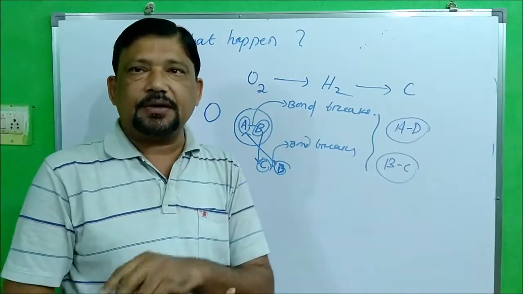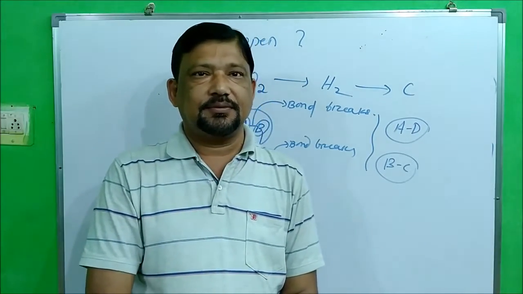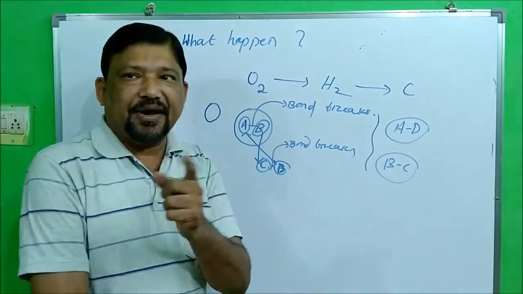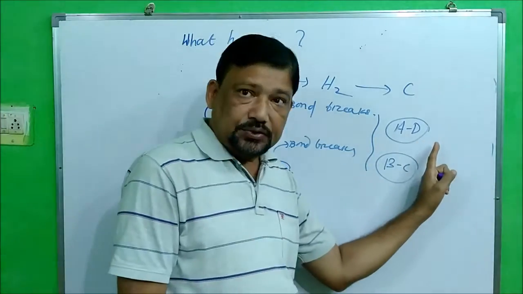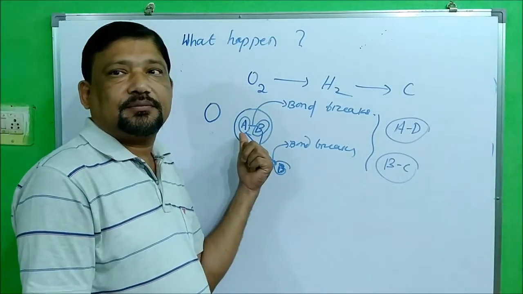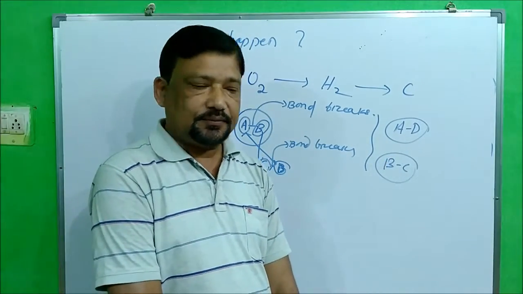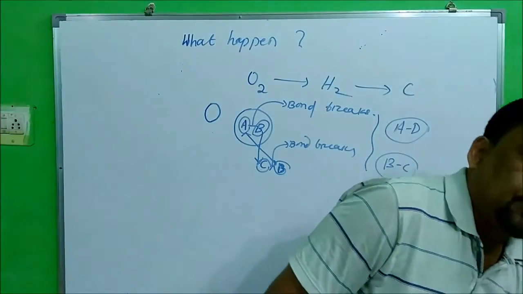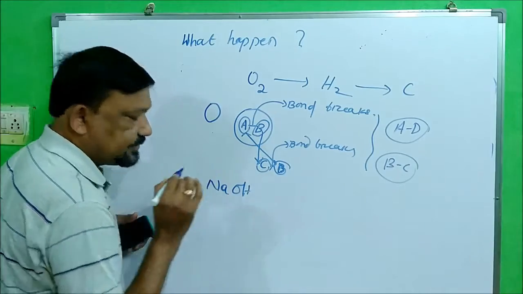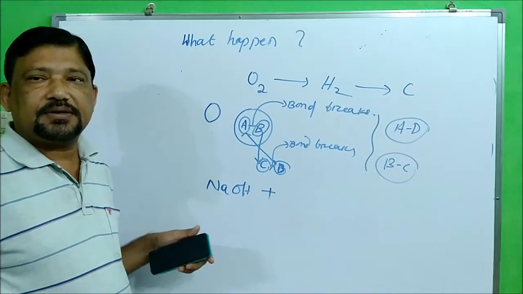So, generally talking, the bonds between the atoms of some substance break and new substances are formed by the reshuffling of those atoms, and they form new bonds and new substances are formed. Yes, take an example here. Sodium hydroxide plus HCl.